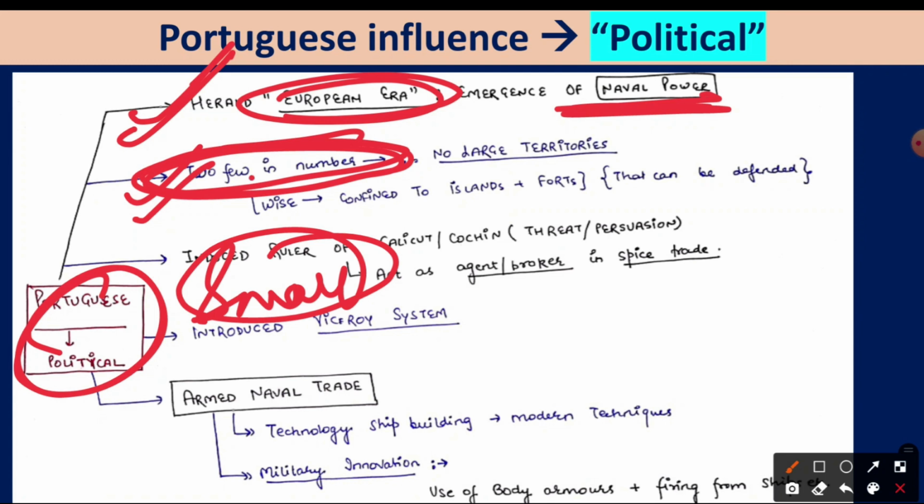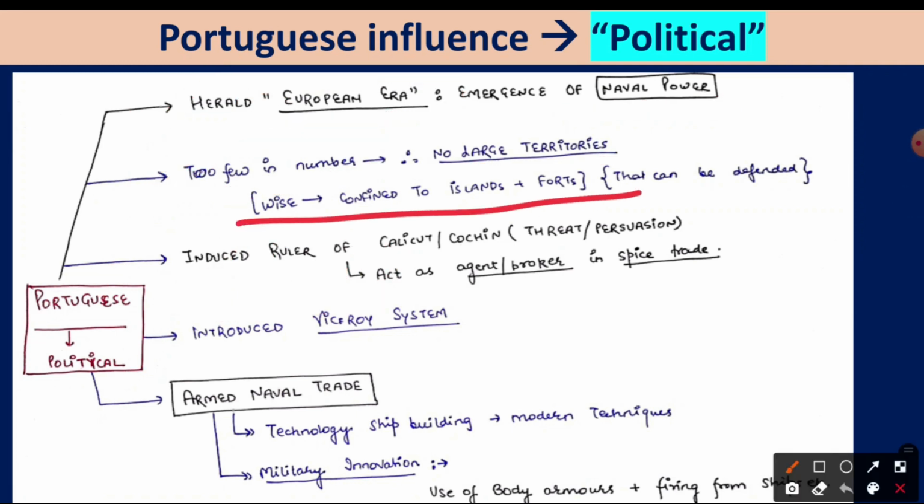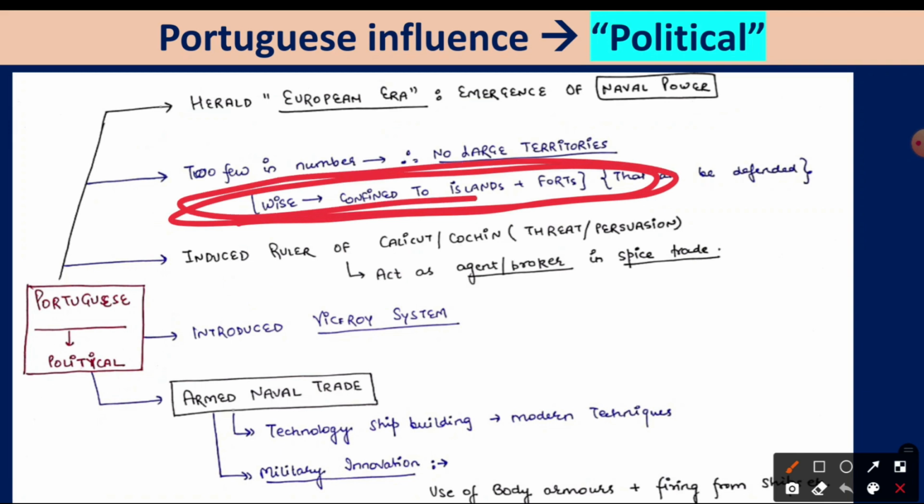But however, they were very few in numbers, and they had no large territories, ज़्यादा लोग नहीं है. When they don't have a lot of human resource, how will they control it? But they were wise enough to confine to islands and the forts. For example, Daman and Diu. For example, Goa. For example, Dadra and Nagar Haveli. They were very wise that we will control these islands.